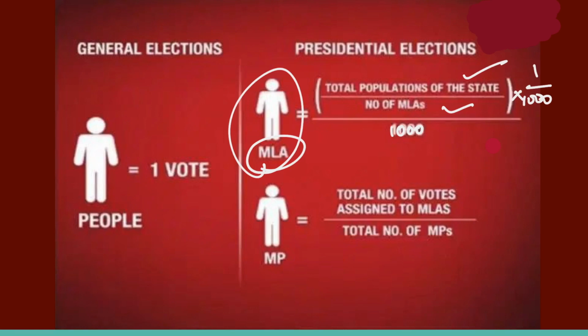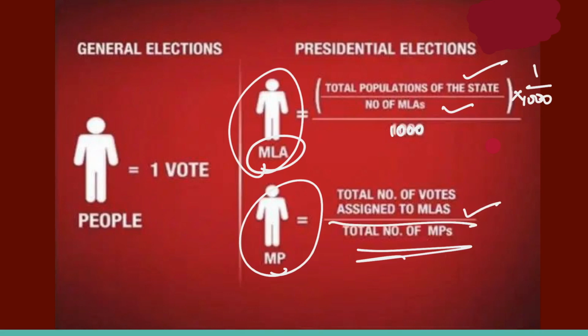And every elected member of either house of the Parliament will have a number of votes which is obtained by dividing the total number of votes assigned to the MLAs of all the states by the total number of elected members of both houses of the Parliament. And this can be expressed as: value of the vote of an MP equals the total number of votes assigned to MLAs as a whole divided by the total number of MPs.